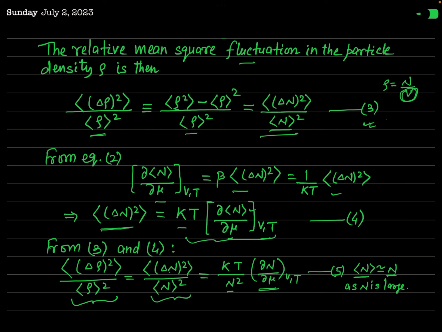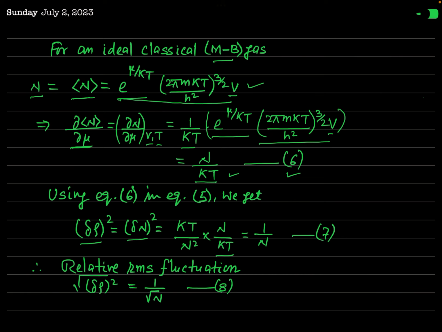That will be kT over n square times n over kT. See here, this is kT over n square, and the value of this partial derivative we have obtained is n over kT. So here the n and the square will cancel out, the kT will cancel out, and our result is simply 1 over n. This is the relative mean square fluctuation.